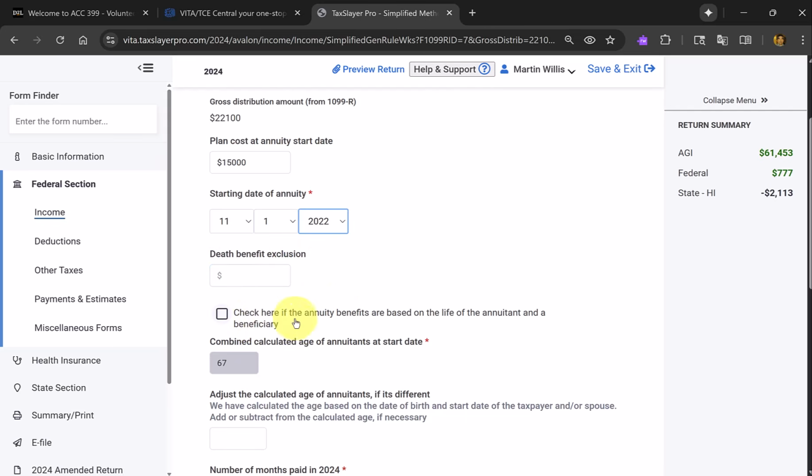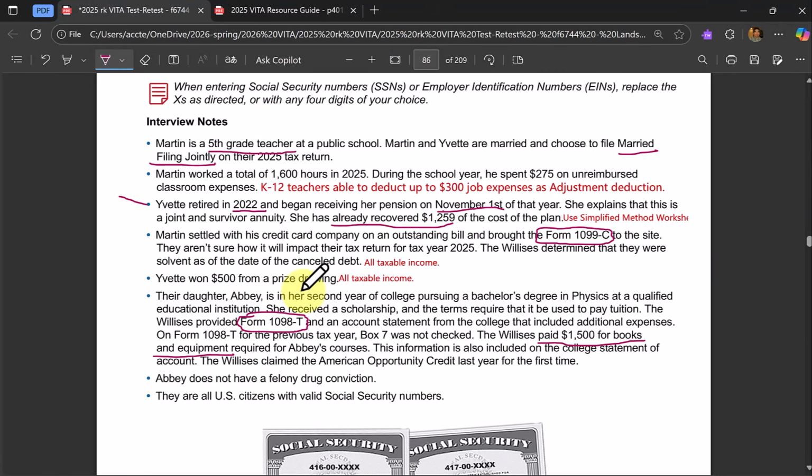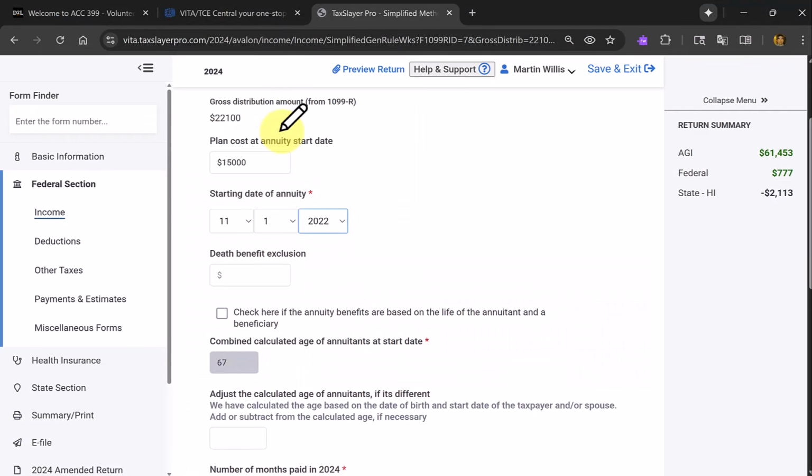Let's see, check here if the annuity benefits are based on the life of the annuitant and the beneficiary. Now, what does it say in the facts here? Here it is. It's a joint and survivor. So it's based on not just Yvette's life, but also Martin's life. So we check here if the annuity benefits are based on the lives of the annuitant, that's Yvette, and a beneficiary. That should be Martin. Yeah, joint lives.